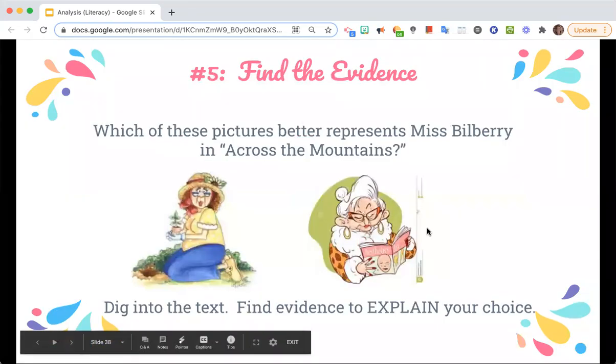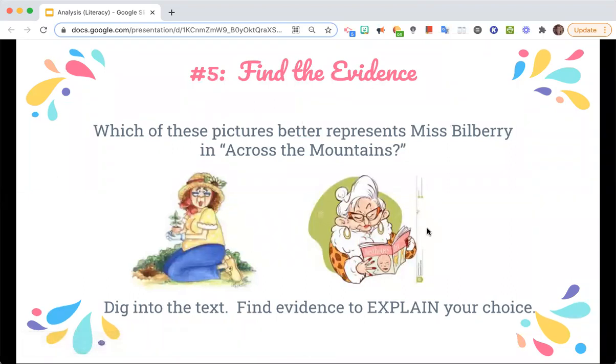My final example is just finding the evidence. So if we go back to the Miss Bilberry example, I have two illustrations here, and I might ask the students after we read this, I want you to choose which of these pictures better represents Miss Bilberry in Across the Mountains. And I might tell students, I want you to dig in the text. I want you to pick one, and then I want you to find evidence to support your selection, and then explain your choice. Explain your evidence as well.